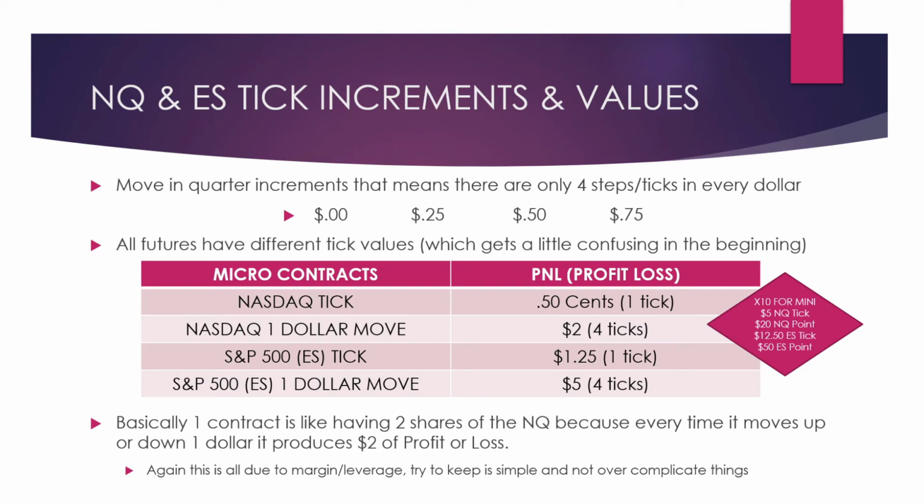Again, all of this is due to having the margin and leverage. Just try to keep it simple and do not overcomplicate things, but do take a screenshot of this. This is the most important part about trading futures and understanding them. That's why it's also very important to paper trade futures in the beginning. Use a simulator to get an idea of how they move, because again, if you're trading the minis, for example, the $20 every dollar it moves, or even $50 every dollar the ES moves, it's pretty quick and you could get hurt pretty bad really fast.